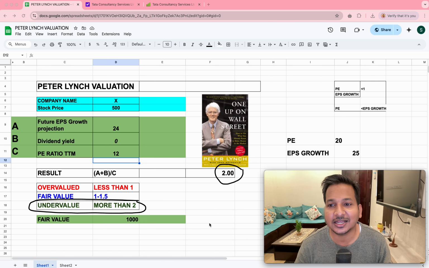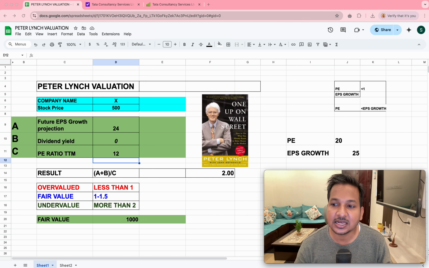Nothing more, nothing less. Hope you now understood the concept. This Excel link I have given in my old video also, and in this video also I will give. You can put your numbers here, or in your mind you can see this thing. If the P/E ratio is 20, EPS growth should be more than 20. All the best. I will see you in the next video.